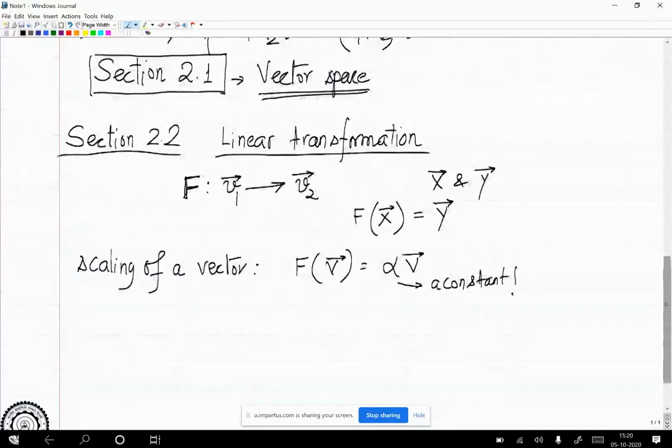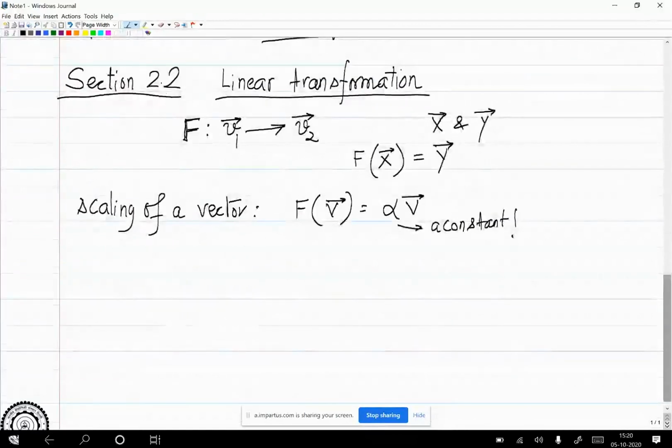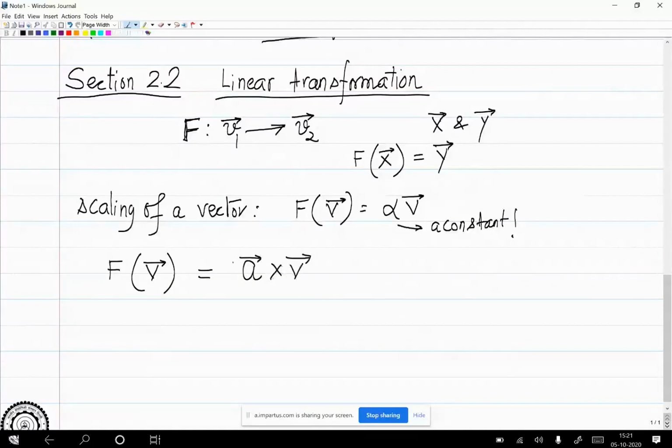Any other example of a transformation? Cross product. Cross product, yes, very good. So cross product is also a transformation. But which one is the linear transformation? So we say that f of v is equal to what? When you do cross product, you have to have another vector. So you can have, for example, a cross v. So this a cross v, that's the linear transformation.